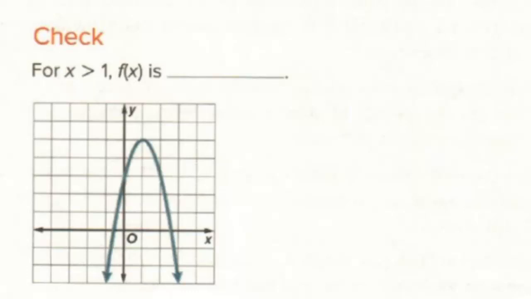Okay, so this time they're giving us the area of domain to look at. So they're saying for x is greater than 1. So if we go find x equals 1, which is a vertical line right here. So x is greater than 1 is everything to the right of that line. So to the right of that line, what is f of x doing? Is it increasing or decreasing? Well, all the y values along here are getting smaller from left to right. So this is decreasing.